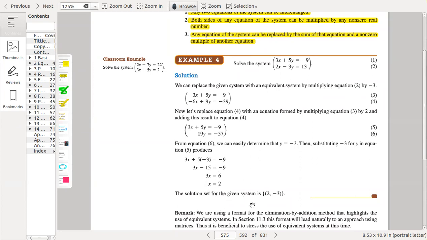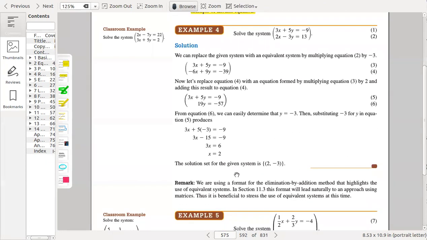Okay, and then we will have x is equal to 2, sorry. The solution set for the given equation is 2 and minus 3. So if we substitute x with 2, we will have 4x. And if we replace y by minus 3, we have 9, and 4 plus 9 equal to 13. So it means this is the solution.